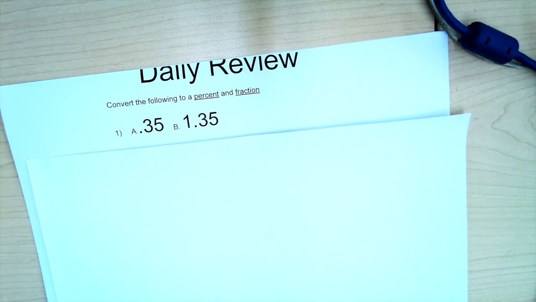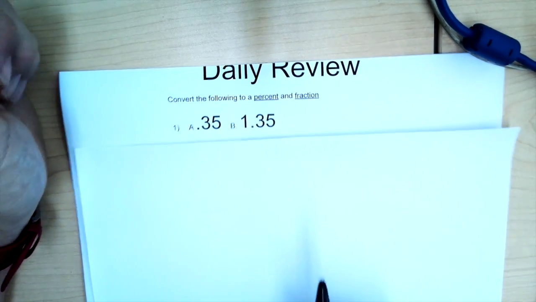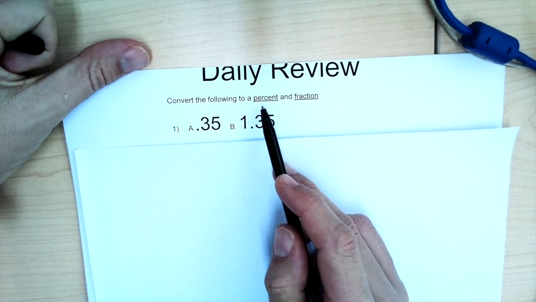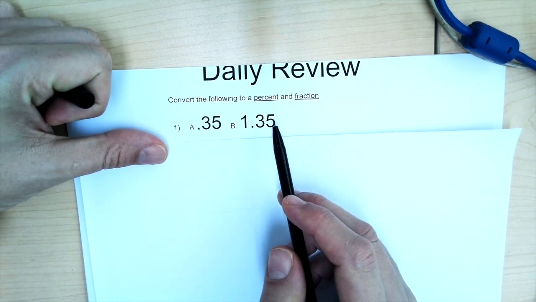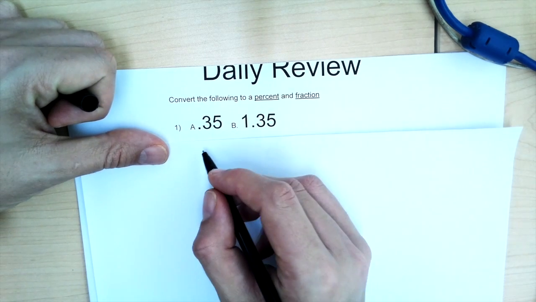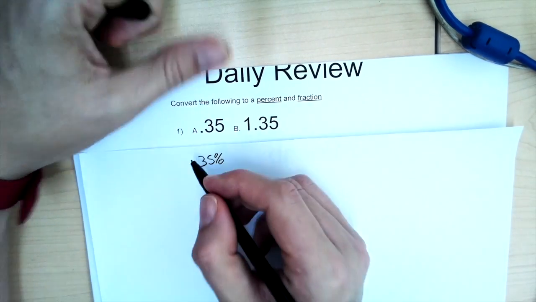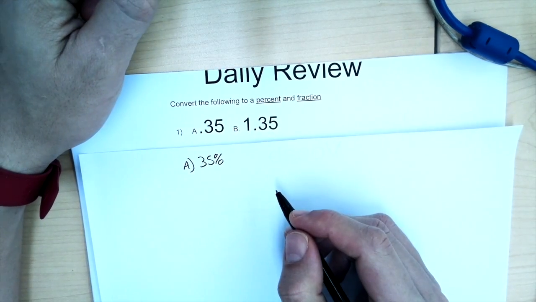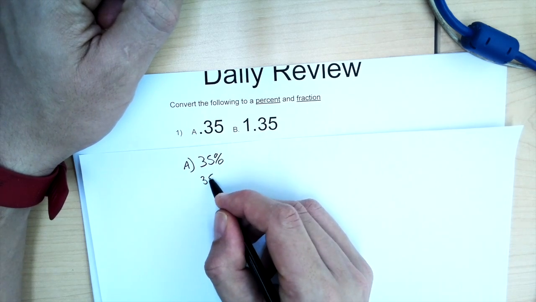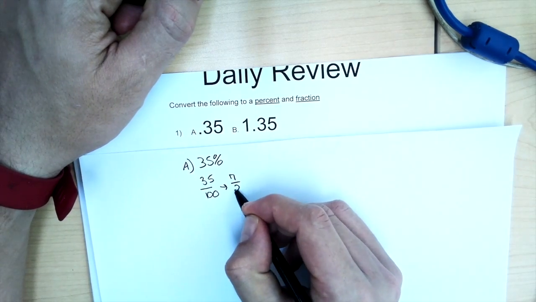Feel free to pause the video and try this on your own. Decimal 0.35 is 35 hundredths. We want to write this as a percent and a fraction. To convert this into a percent, we have to move the decimal 2 places to the right, and we'll get 35%. Now as a fraction, it's out of 100, so we'll get 35 over 100, which simplifies to 7 over 20.